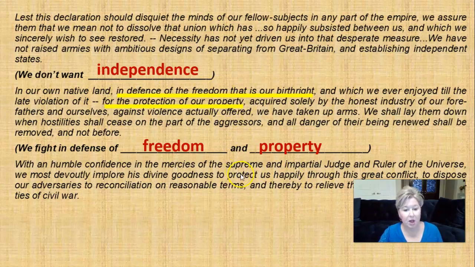And then they end with a humble confidence in the mercies of the supreme and impartial judge and ruler of the universe. We most devoutly implore his divine goodness to protect us happily through this great conflict, to dispose our adversaries, that would be you, to reconciliation on reasonable terms, and thereby to relieve the empire from the calamities of civil war. We don't want to go there.